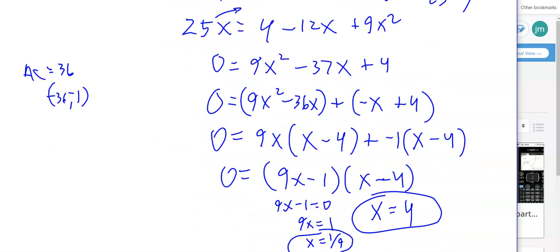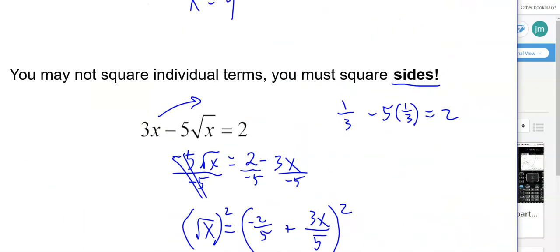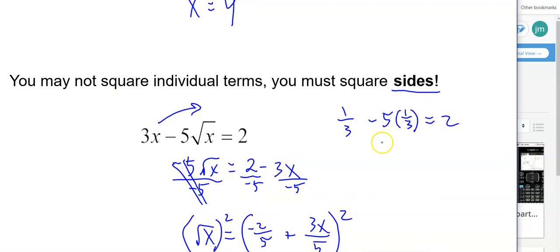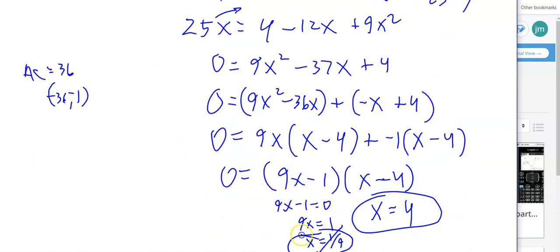It's positive 1/3, right? 1/9. Yeah. Okay. So 1/3 minus 5/3 is 2. Let's see. So it's -4/3 equals 2. I don't think that works. All right. So one of these answers is extraneous. So we just have one answer. X equals 4 would be correct there.